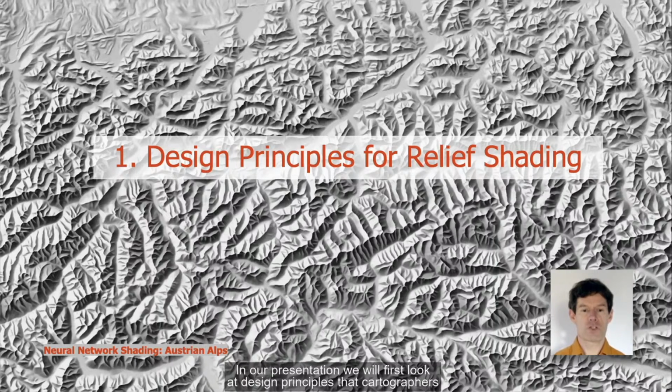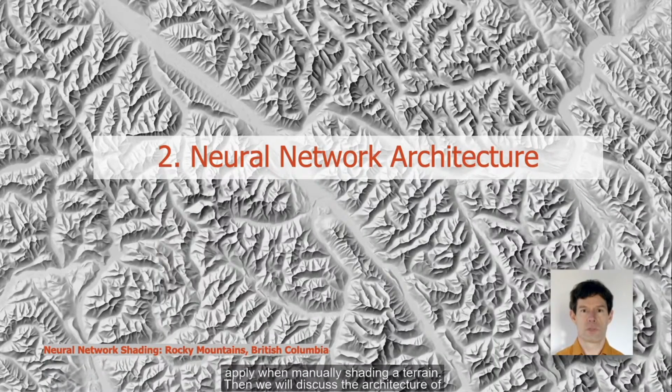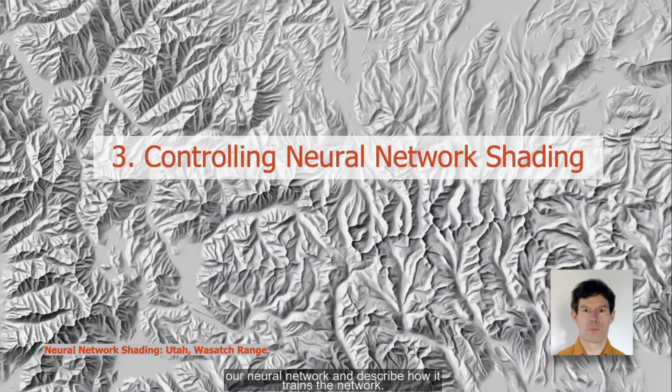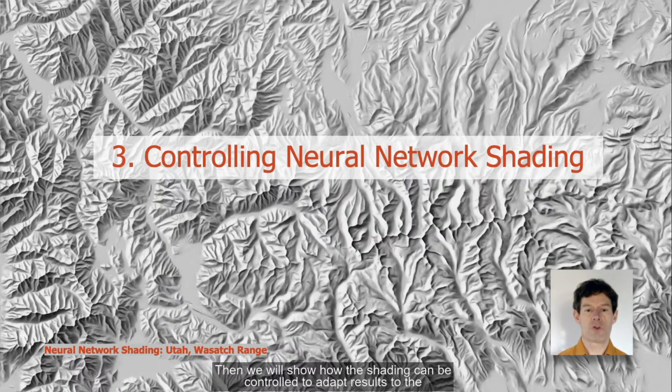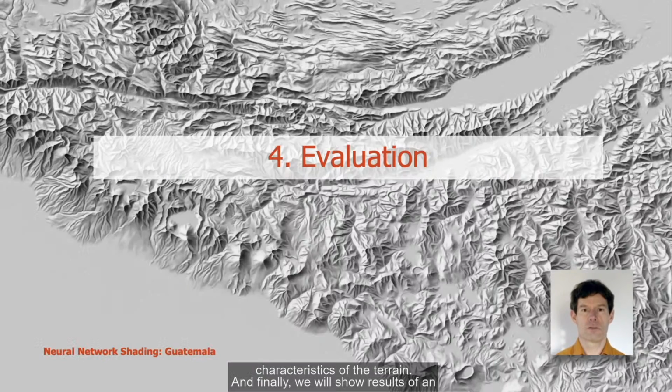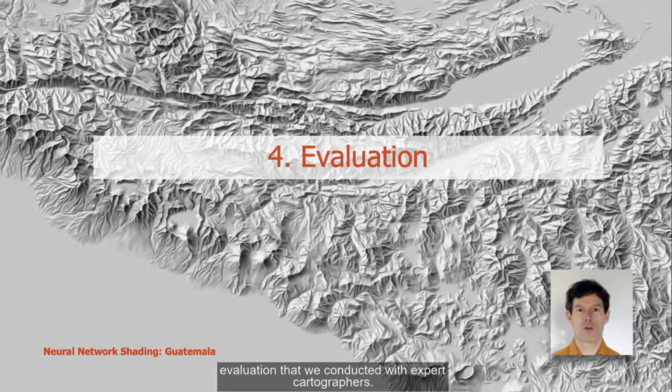In our presentation, we will first look at design principles that cartographers apply when manually shading a terrain. Then we will discuss the architecture of our neural network and describe how we trained the network. Then we will show how the shading can be controlled to adapt results to the characteristics of the terrain. And finally, we will show results of an evaluation that we conducted with expert cartographers.